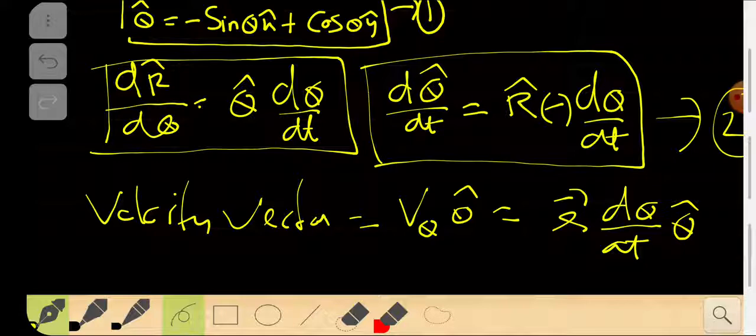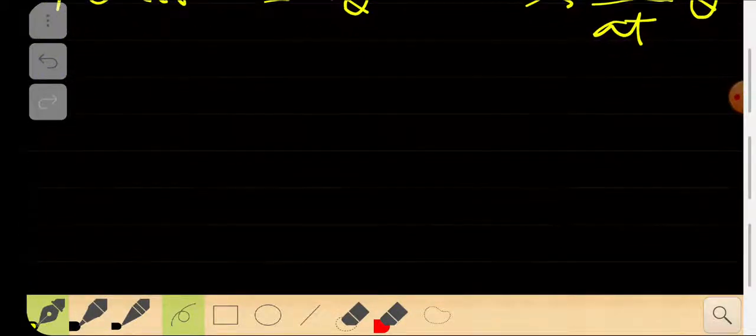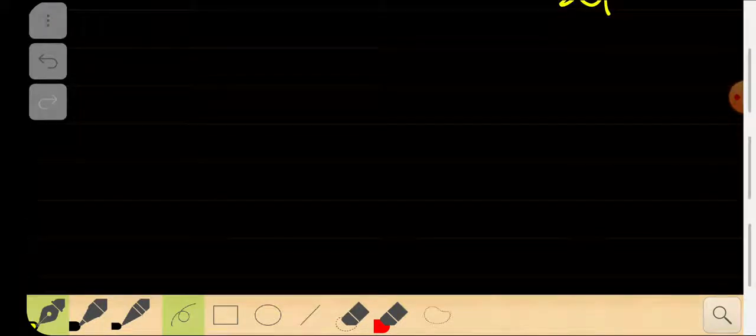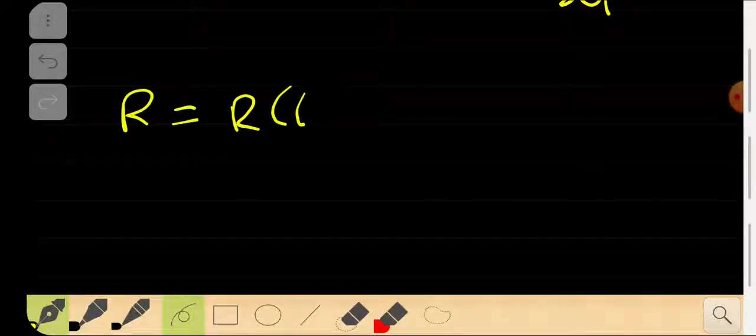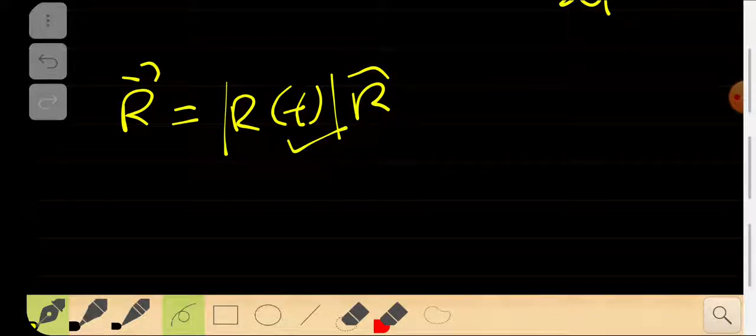Now I'm going to simply start from scratch for the non-circular motion. As we have mentioned, the vector r is just r of t in the r cap direction, so that's the magnitude. Now r has become a function of time. Earlier it was a constant.